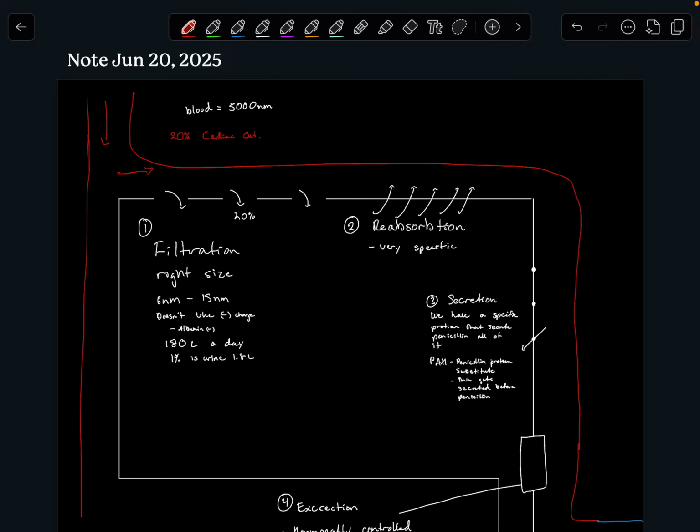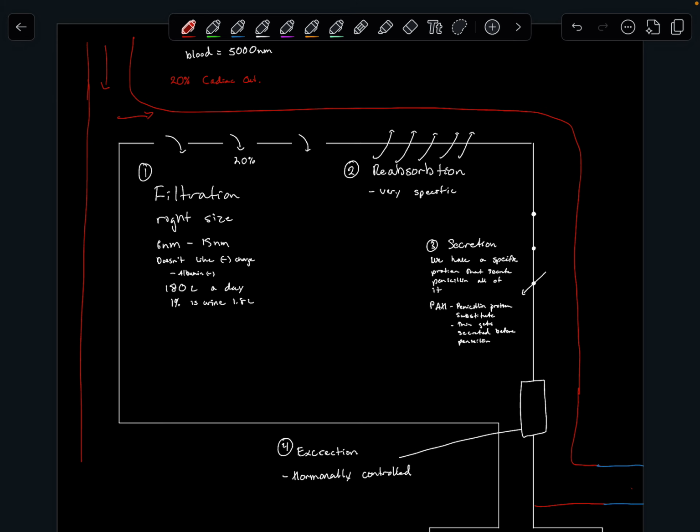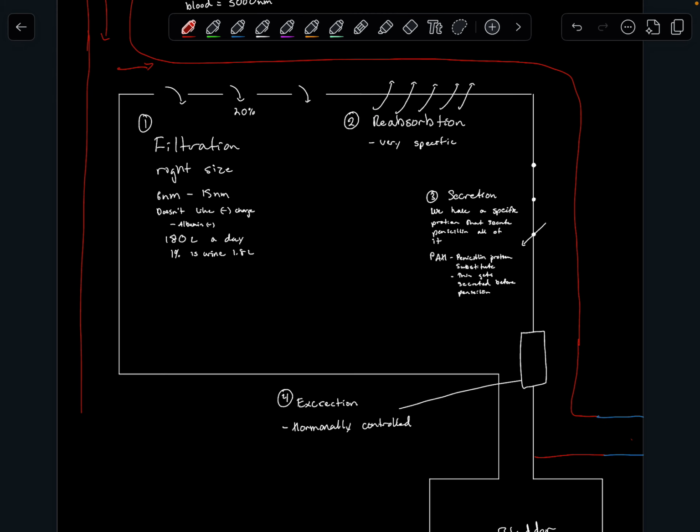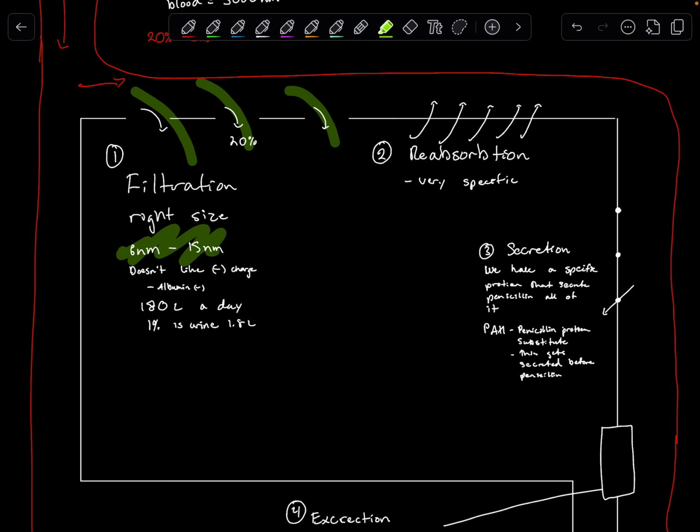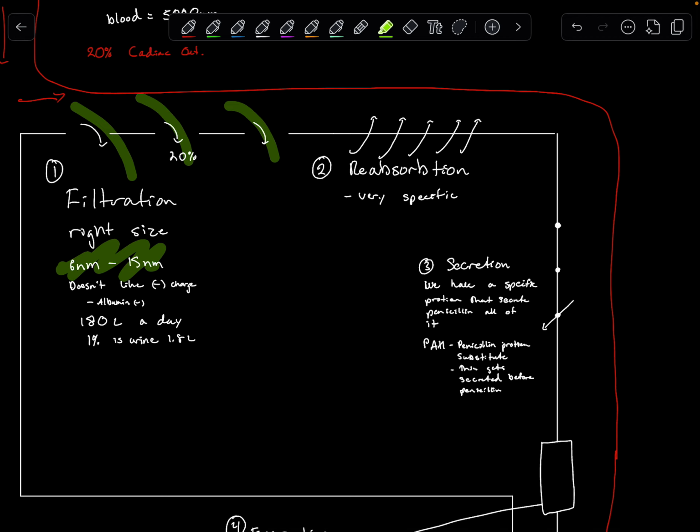Okay, in today's video, we'll be talking about the kidney. We're going to go over really fast filtration, reabsorption, secretion, and excretion. Just so you know, filtration is particles basically coming from the blood into the kidney as such. And it's a very specific size that can pass through and charge. It doesn't like negative charges. So like albumin won't filter in.